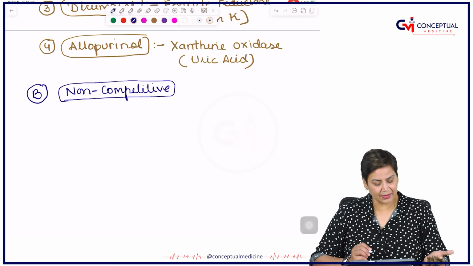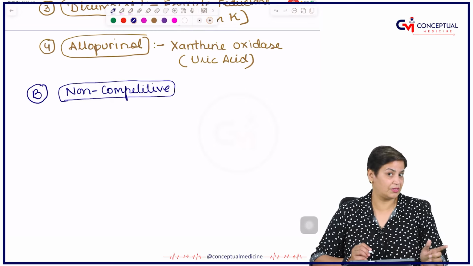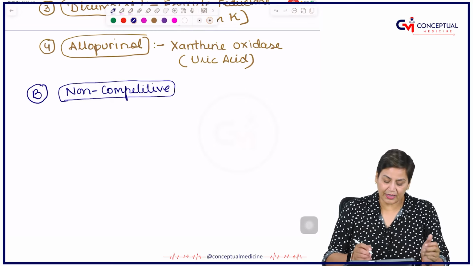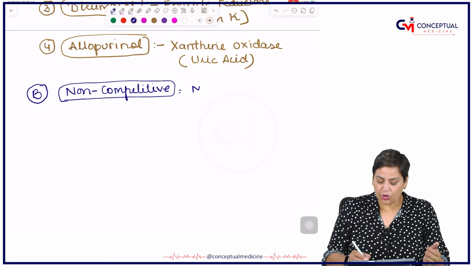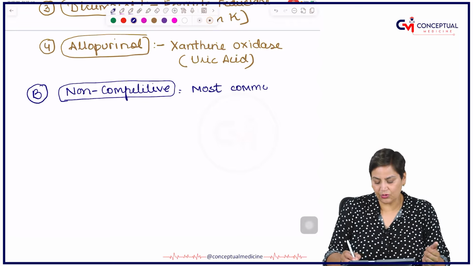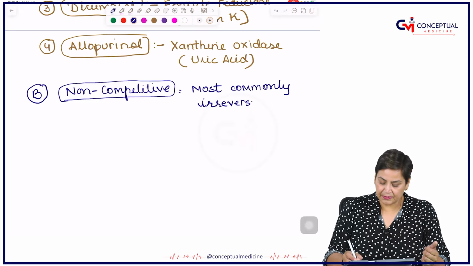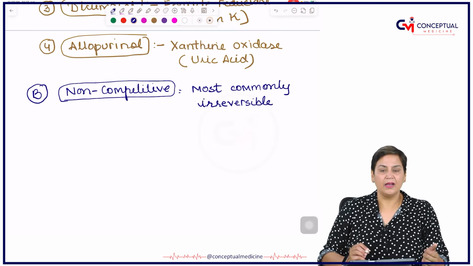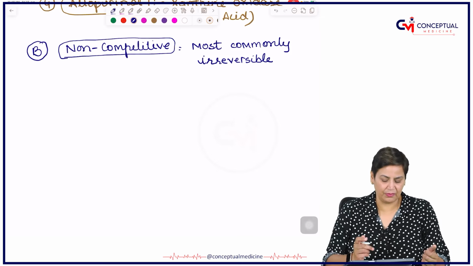And we know the difference between reversible and irreversible. Reversible can be reversed back, irreversible cannot be reversed back. So non-competitive is generally, I would say, most commonly irreversible inhibition. And I'll tell you the reason why it is like that. Now, first of all, we will try to understand the equation behind this.